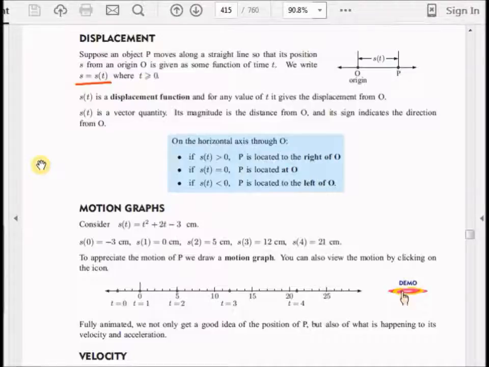On a horizontal axis, if S of t, the displacement, is greater than 0, then P is on this side of the axis. If S of t equals 0, the particle is right at the origin, and if it's less than 0, it's going to be over here on this side of the graph.